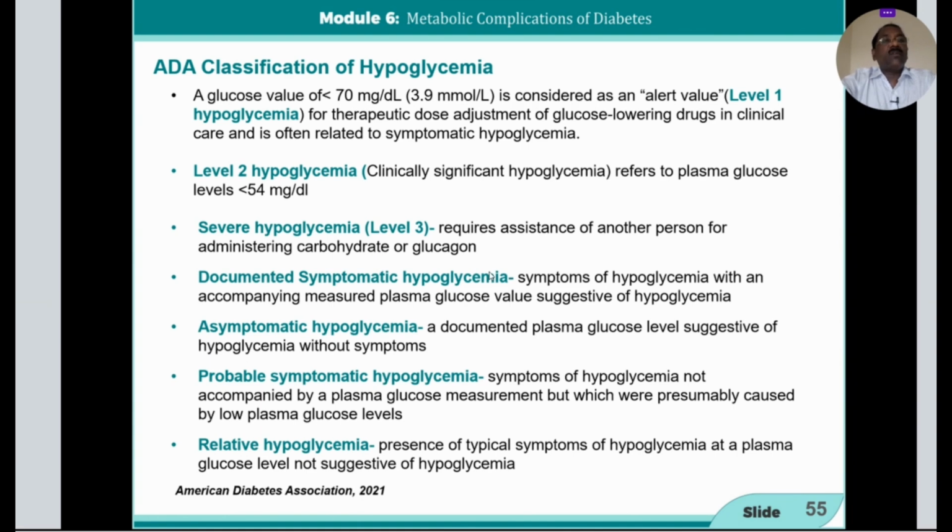So what advice do you give to the patient when he is having the hypoglycemia? Eat something. So at a blood sugar of 200 milligrams, if he gets the hypoglycemia and eats some sweets, what will happen to his blood sugars? Again it will go to 300 or 400. So that is the relative hypoglycemia.